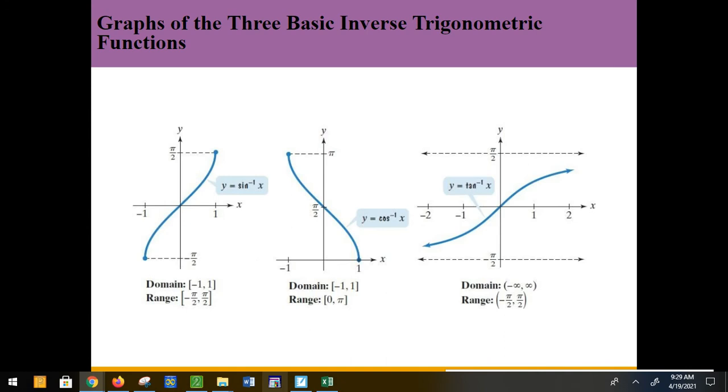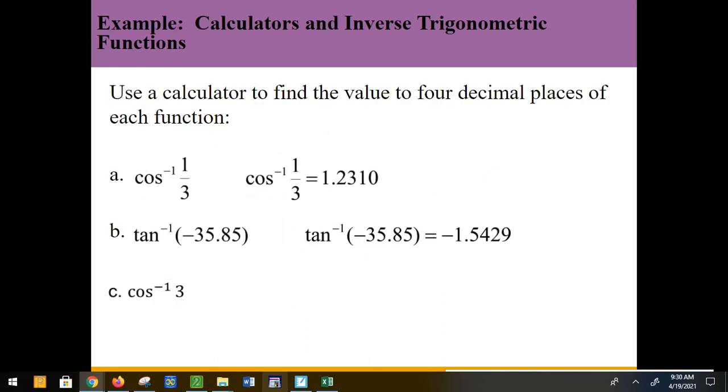All right, so these are the graphs of the three basic trigonometric functions, the inverse of the trigonometric functions that we've looked at so far. So you've got sine, you've got cosine, and you've got tangent. The method that we just went over for those three works really well when it's those specific values. For anything else, you're going to use a calculator.